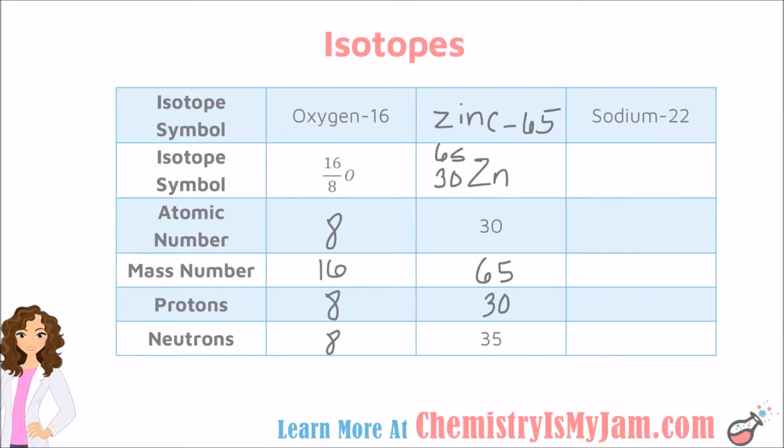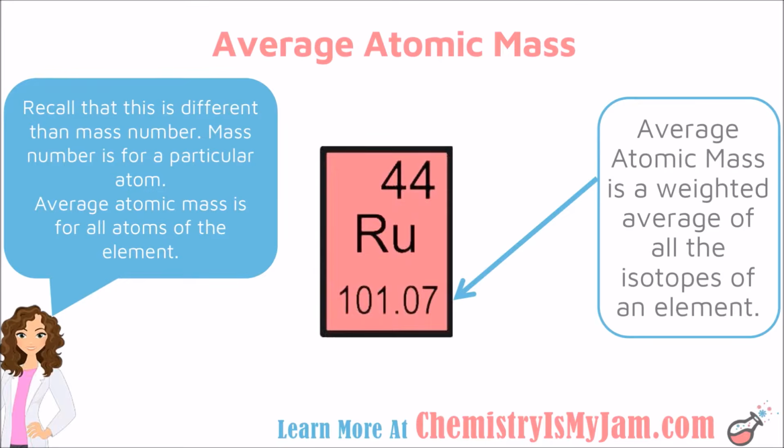Our last example is sodium-22. Looking at the periodic table, you will find that sodium has a symbol of Na, and it is element number 11 on the periodic table, which means that it has an atomic number of 11, and it has 11 protons. This particular isotope of sodium has a mass number of 22, and we can use the mass number and the protons to find the neutrons. Mass number minus protons gives me neutrons. So this isotope has 11 neutrons.